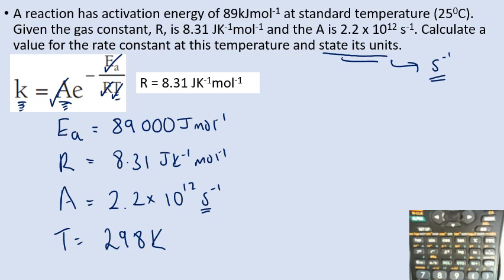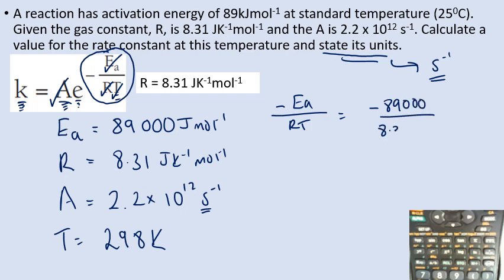What we're going to do now is I'm suggesting that you calculate this value first, and then we worry about the e to the power of that number once we've calculated it. So minus EA over RT is going to be minus 89,000 divided by 8.31 times 298. Make sure that bottom's in brackets. I'm going to get a value for that.